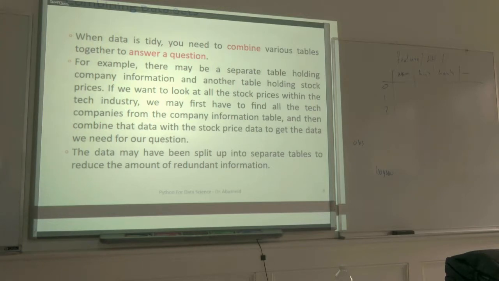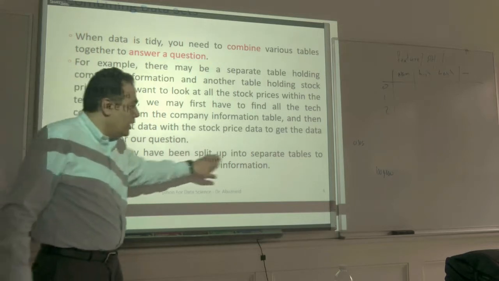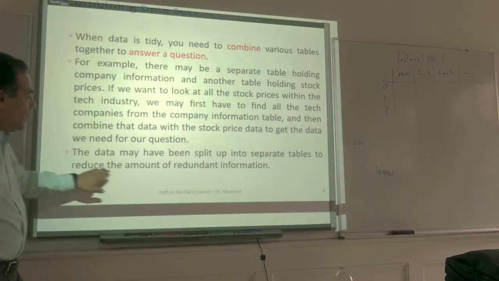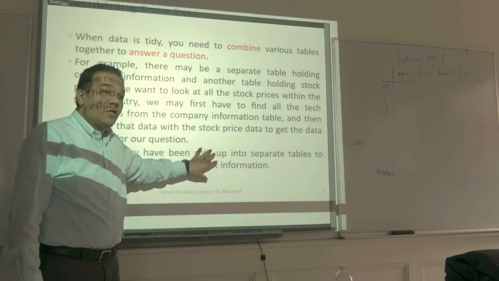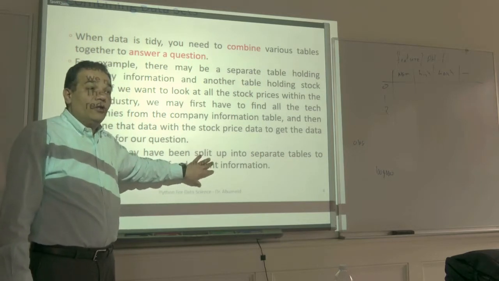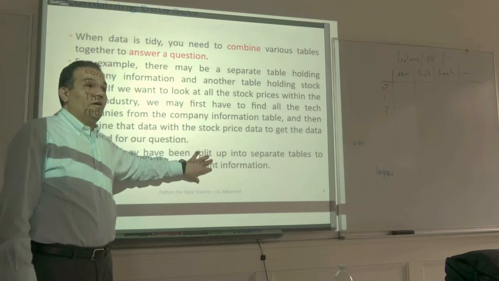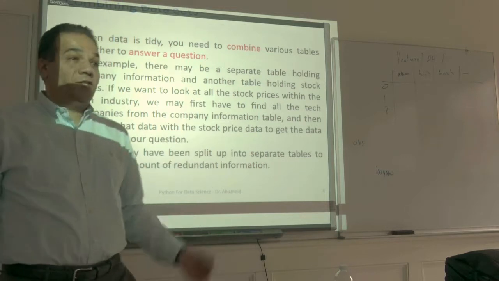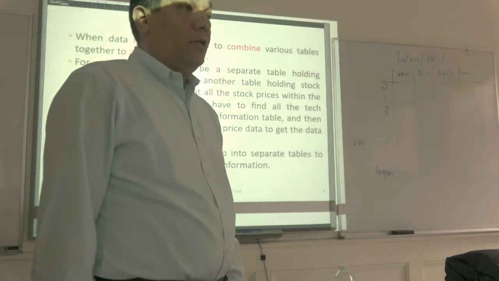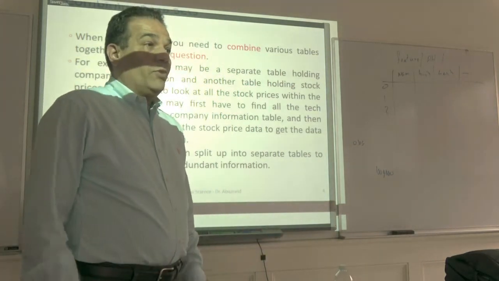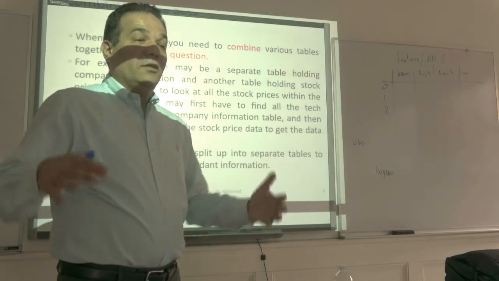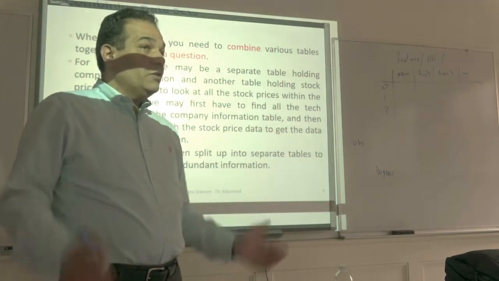So we have to understand the structure of each data frame we have. The data may have been split up into separate tables to reduce the amount of redundant information. If the table has a lot of repeated information, you must do what we call normalization. You normalize your data, and there are techniques for that. We'll take a look at some examples here. The data has to not be repeated in the table.